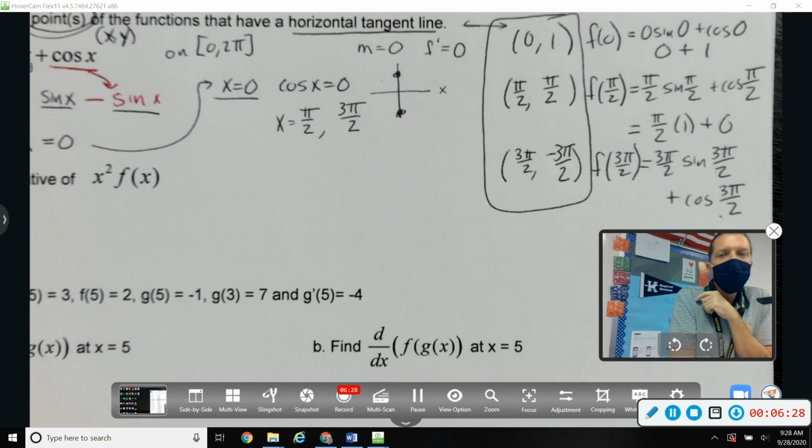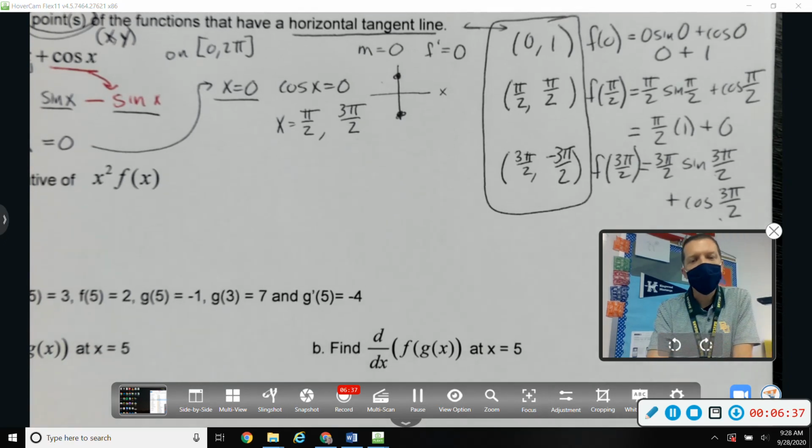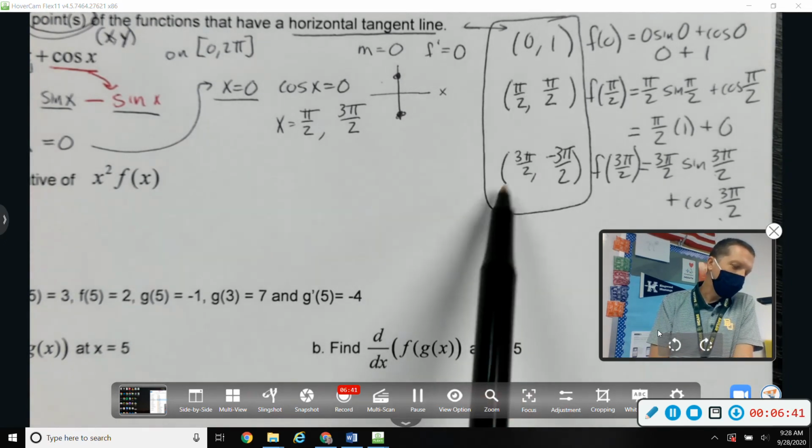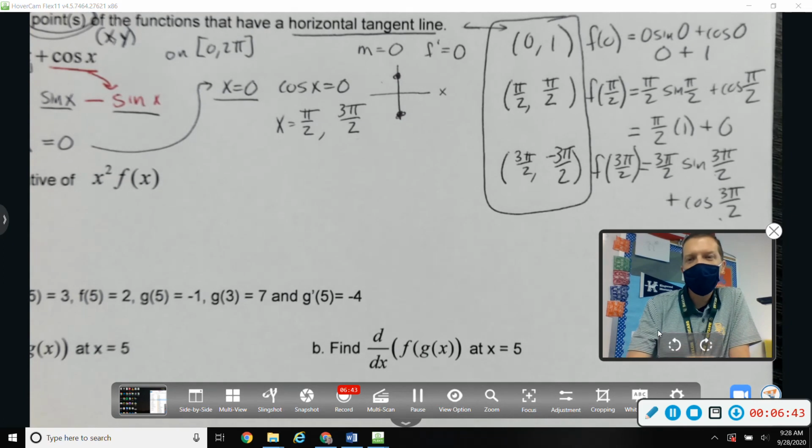By the way, you will have a calculator on the test tomorrow, or you can have one. It's just, there's only one problem that you need it on. The rest, I don't even know that it would help. I mean, I guess you could graph this and check to see if those look like they had horizontal tangent lines, but that might be more trouble than it's worth.